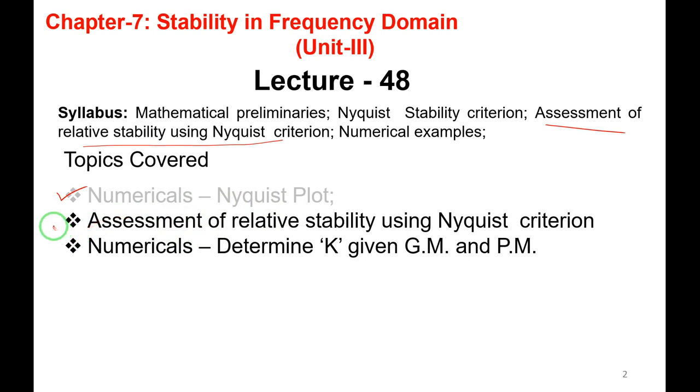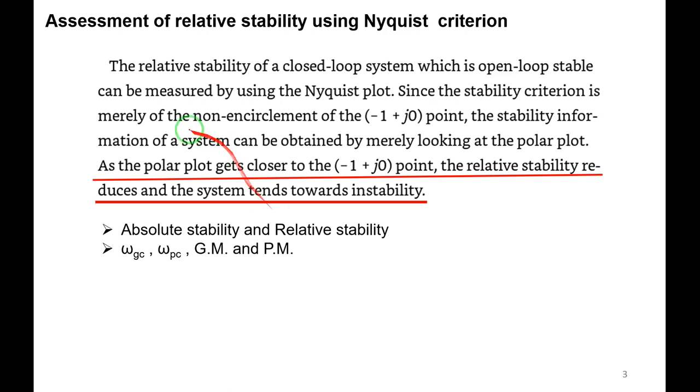The last topic today is assessment of relative stability using the Nyquist criterion. Then we'll see the numericals, how to find the value of k when gain margin is given or phase margin is given. Those numericals we will see. First we should know what is relative stability, and before this we already know what is absolute stability and what is relative stability.